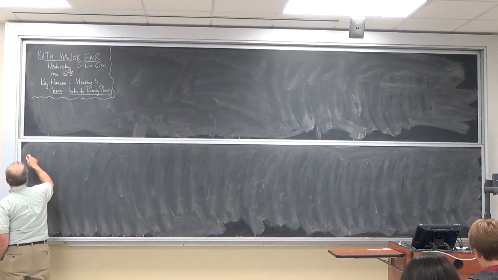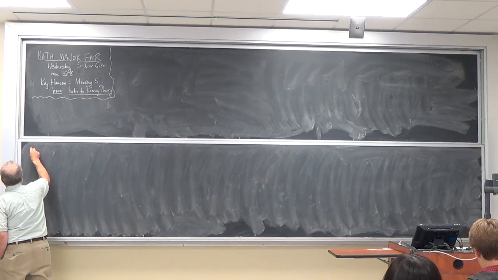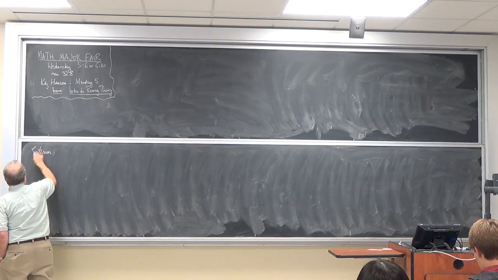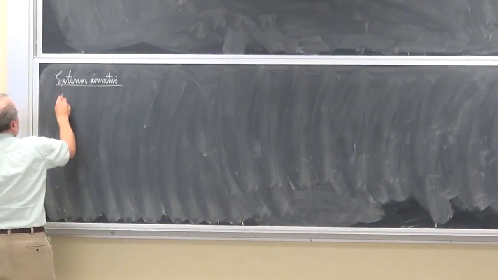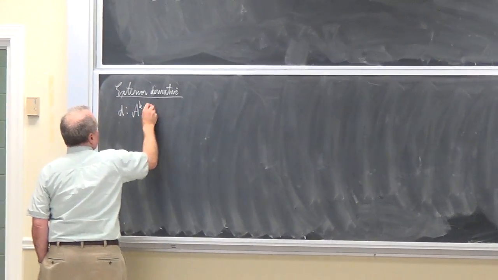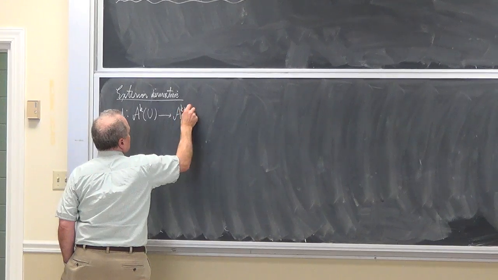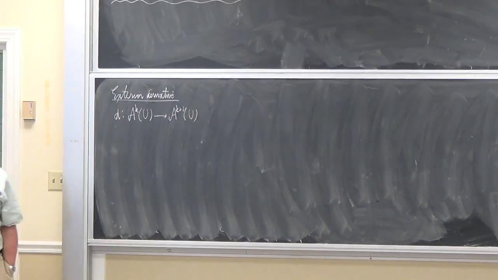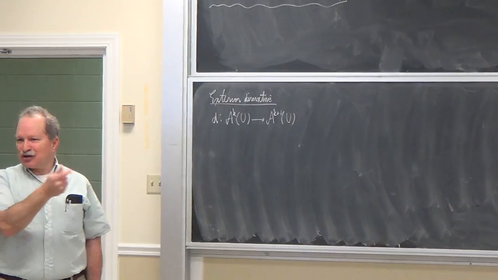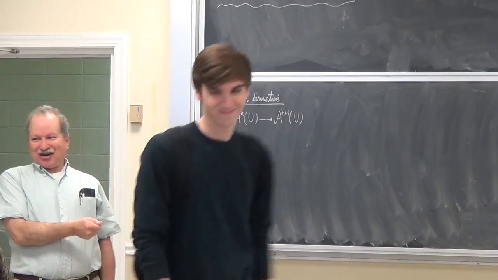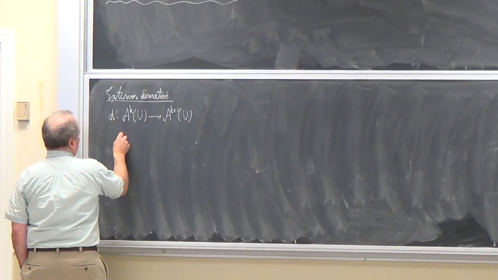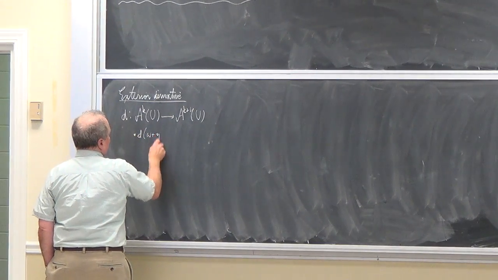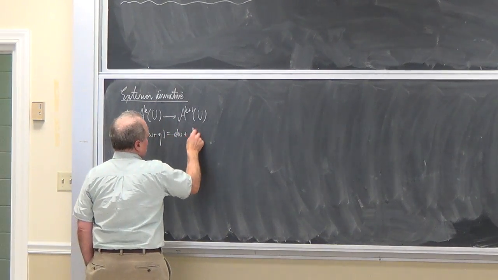So what we had last time was we defined this thing called the exterior derivative, which took k forms to k plus 1 forms. Remember what that means is you're basically adding another dx that you're wedging with. And it has various properties, some of which are obvious, some of which are not.